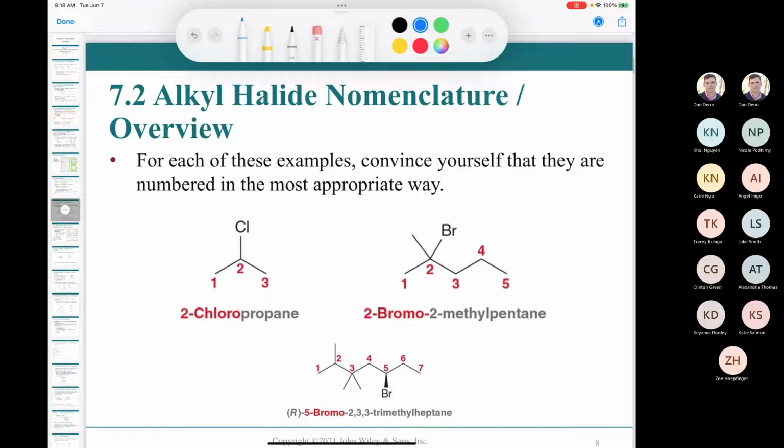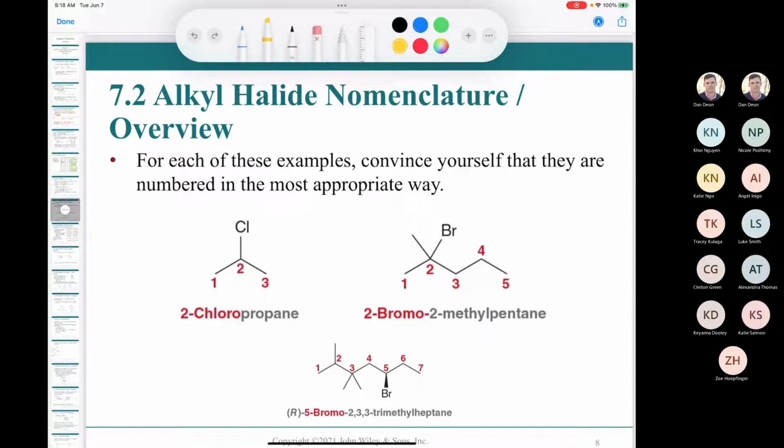Take a look at these examples and convince yourself that they're numbered in the most appropriate way. I mean, in this first compound, we're looking for the longest carbon chain. We see that it's 1, 2, 3 carbons. And you could have gone in this direction too, 1, 2, 3. Since there's a plane of symmetry here, either way, you end up with the same thing. You would call this molecule 2-chloropropane.